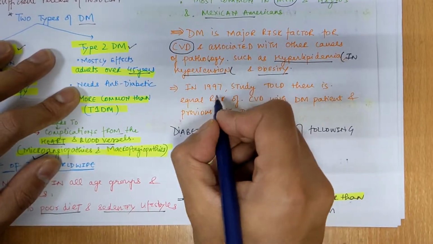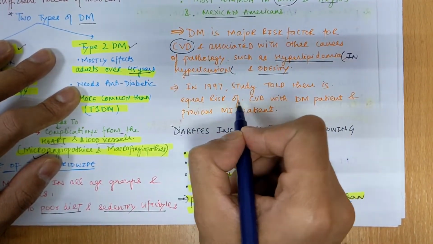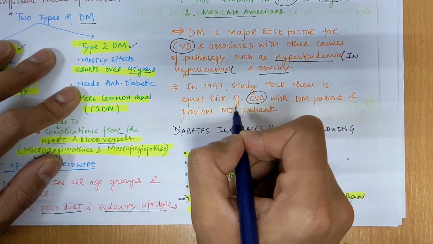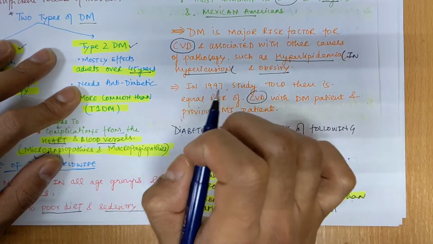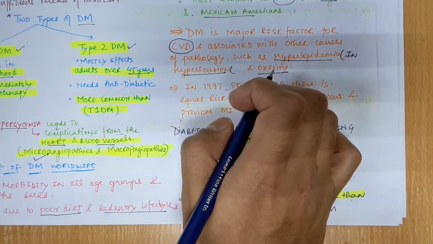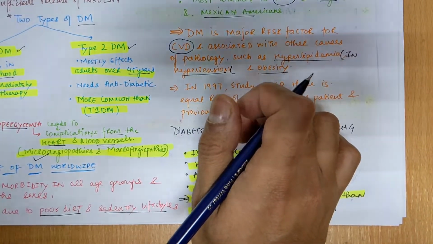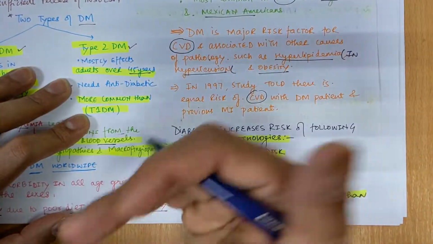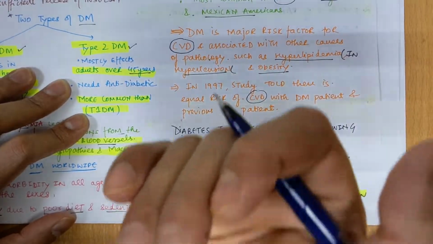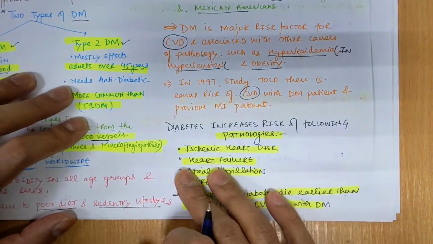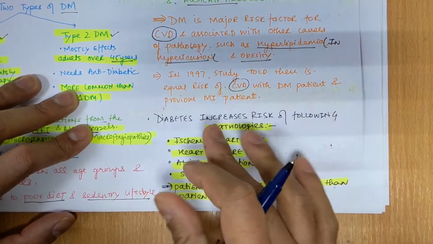Okay, and in 1997 a study showed there is an equal risk of CVD in diabetes mellitus patients and in persons who have had a previous myocardial infarction. So they have an equal risk of developing cardiovascular disease, the same with the diabetic patient and the same with the past MI pathology. So it is an equivalent chance.